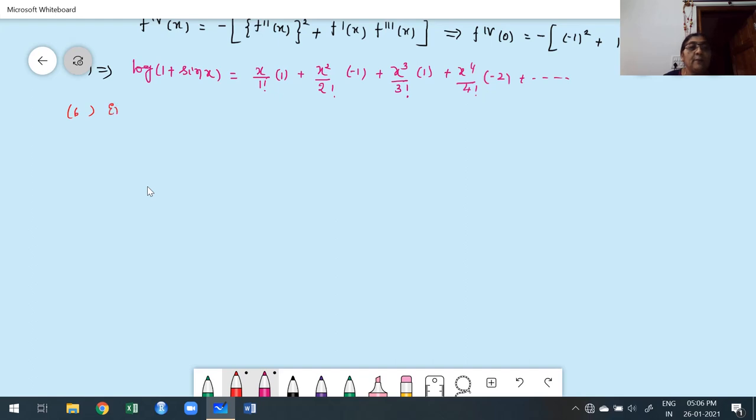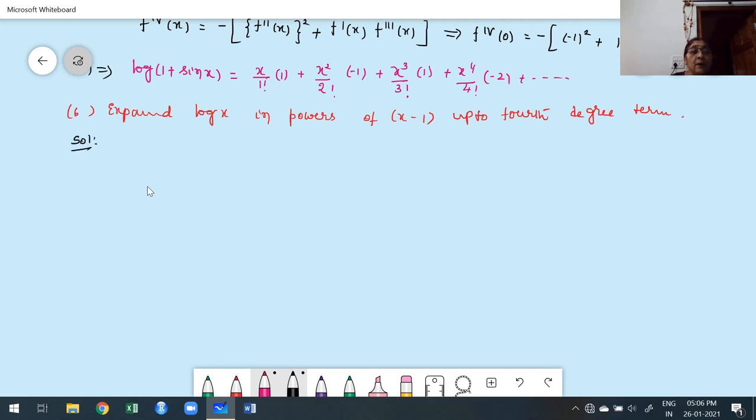Expand log x in powers of x minus 1 up to fourth degree terms. Up to fourth degree term. Okay.